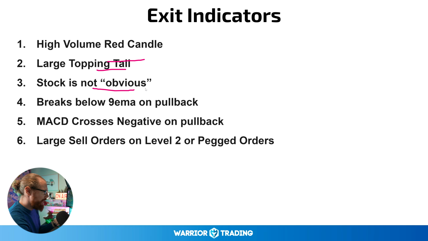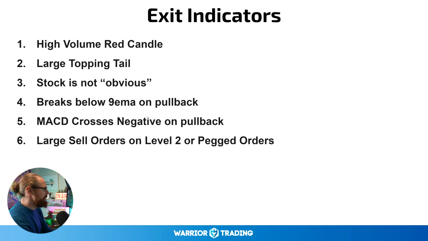Obviously, we've got to get out if it is no longer obvious. Now, we've already talked about this, but just to reiterate, a stock can be obvious when you trade it, and then another stock can come out with breaking news while you're in the trade, and that stock becomes more obvious. Traders can be very fickle. They'll jump from stock to stock. So you've got to be careful that you're not holding a stock that everyone's kind of losing interest in as something more exciting has come up on the scanners. And then naturally, if the MACD crosses back into the negative on a pullback, the price breaks below the 90 MA on a pullback, or we see large sellers or pegged orders.